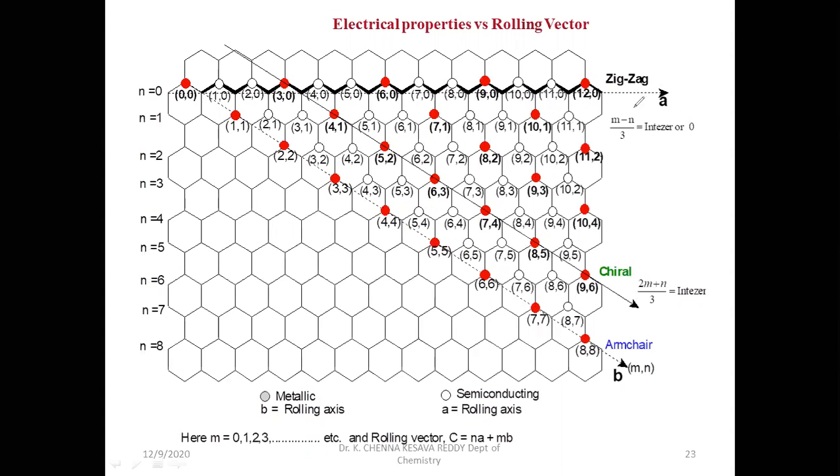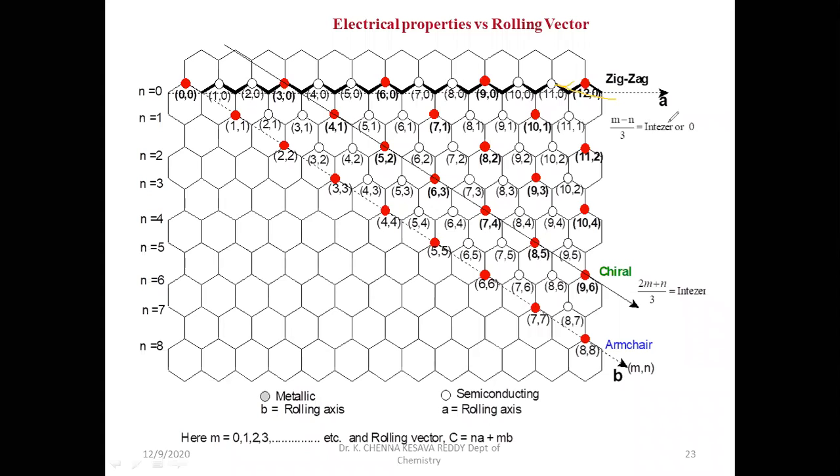And we have a standard formula to decide whether a zigzag tube is conducting or semiconducting: m minus n by 3. Let us apply it for this red color. m is equal to 12, n is equal to 0. 12 minus 0 by 3, you get an integer. That means this red color is metallic. And 11 minus 0 by 3, you are not getting any integer. That means this white color is not metallic. This red color, 9 minus 0 by 3, you will get integer 3. And for 8 0, if you apply m minus n by 3, it is not an integer.